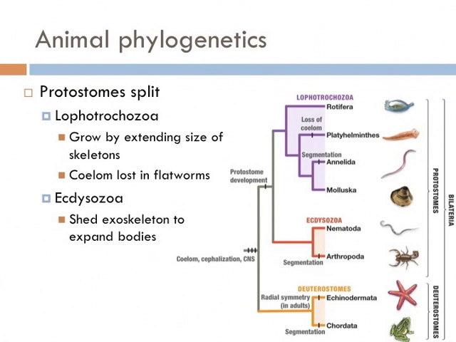However, the coelom was somehow lost in flatworms. This is another example of an unparsimonious evolutionary adaptation. And that same biologist must have named this group the Ecdysozoa, and they grow by shedding a tough exoskeleton in order that their soft bodies may expand. Insects are the best known of this group.